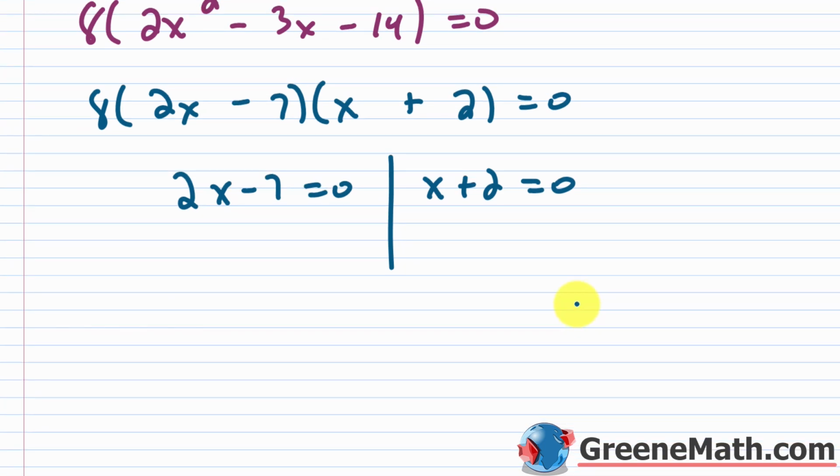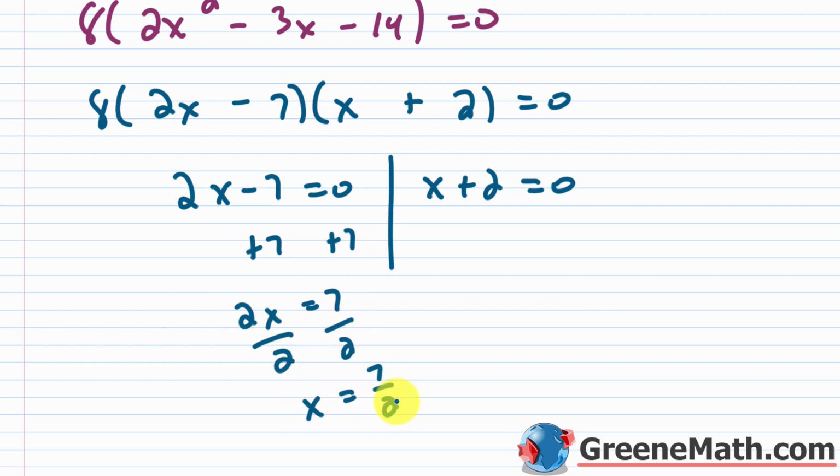So let's come down here. We're going to add 7 to both sides. We'll say 2x is equal to 7. Divide both sides by 2. You get x is equal to 7 halves. Or if you want to write 3.5, that's up to you.